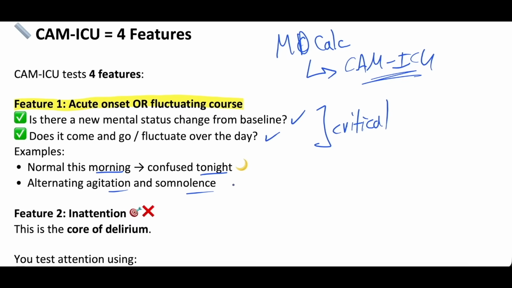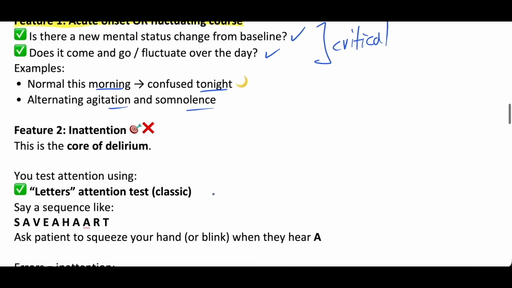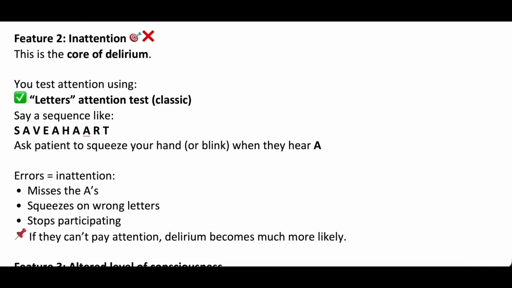So is it fluctuating, and is there a change from baseline? That's feature 1. Feature 2 is inattention. This is the core of delirium, right?